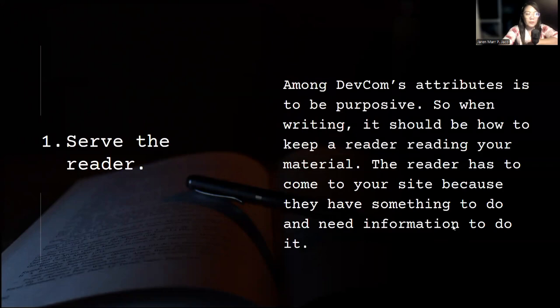serving the reader. Among DevCom's attributes is to be purposive. So, when writing, it should be about how to keep a reader reading your material. The reader has to come to your site with intent because they have something to do and need information to do it.